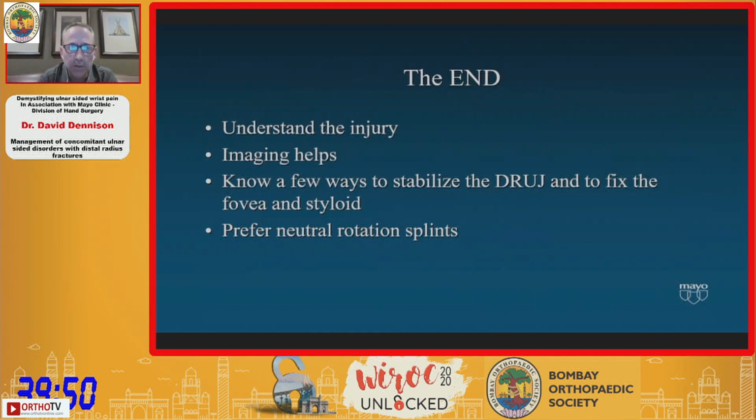So in my few minutes here, I would say make sure you understand the injury from the instability; imaging can help. There are a few ways to stabilize the DRUJ, whether it's pin, X-fix, or our preference, probably open it and fix it. And then we prefer neutral rotation splints to try to avoid pronation or supination contractures. Thanks very much.